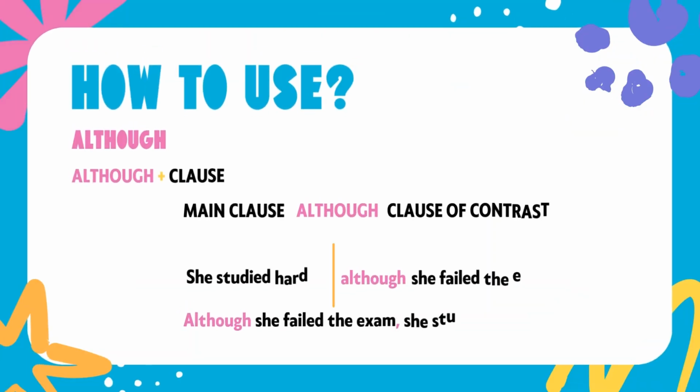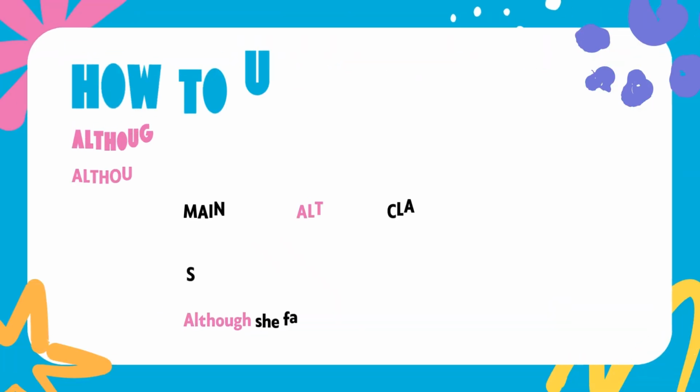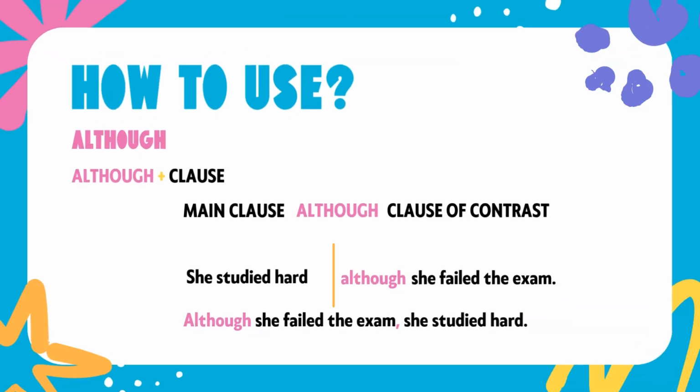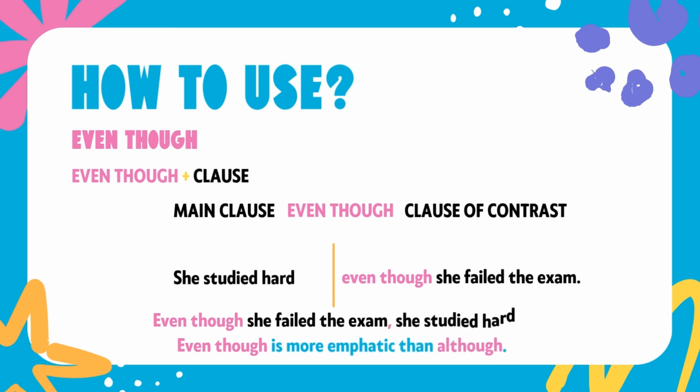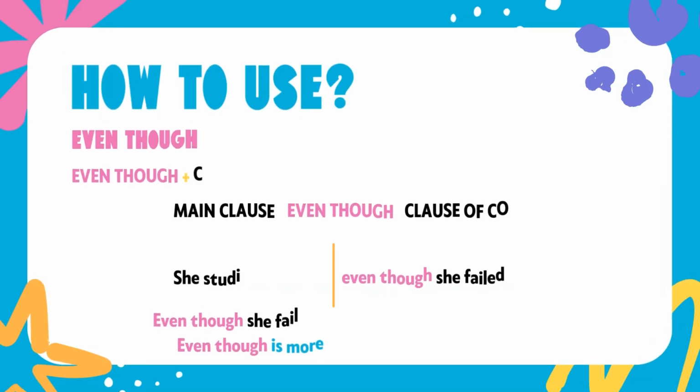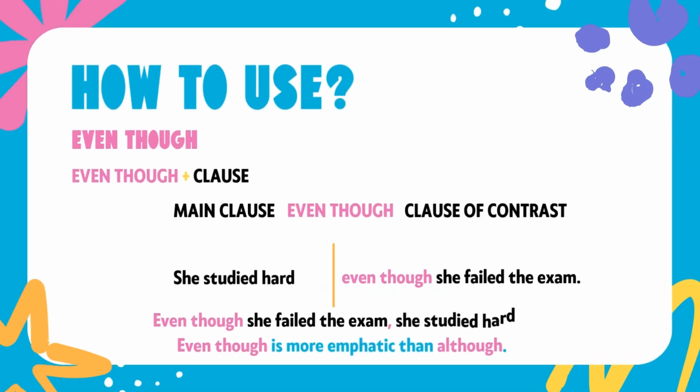Although, we use although with a clause. Although can be in the middle of the sentence and at the beginning of the sentence before the clause of contrast. Even though, we use even though at the beginning of the sentences or in the middle of the sentences before the clause of contrast. Even though is more emphatic than although.